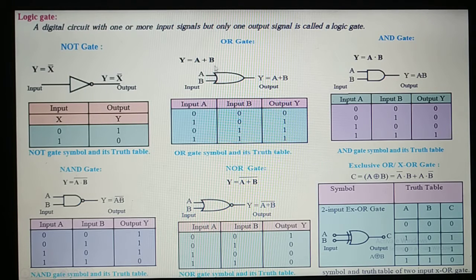As you can see, there are A and B mentioned, so there will be two inputs to it: input A and input B. It will not be like the NOT gate, where there is only one input. There will be two inputs, A and B. For signal A we have taken 0 1 0 1, and B is 0 0 1 1.